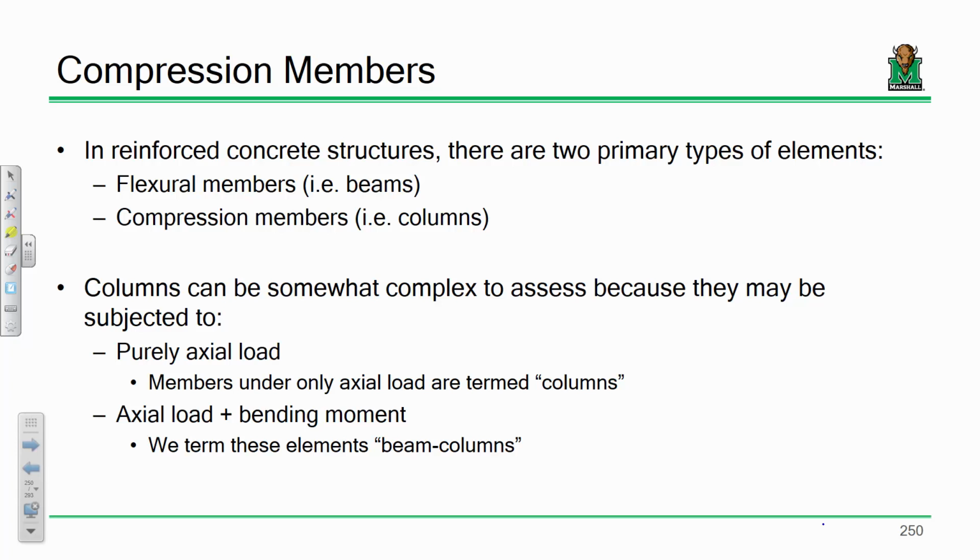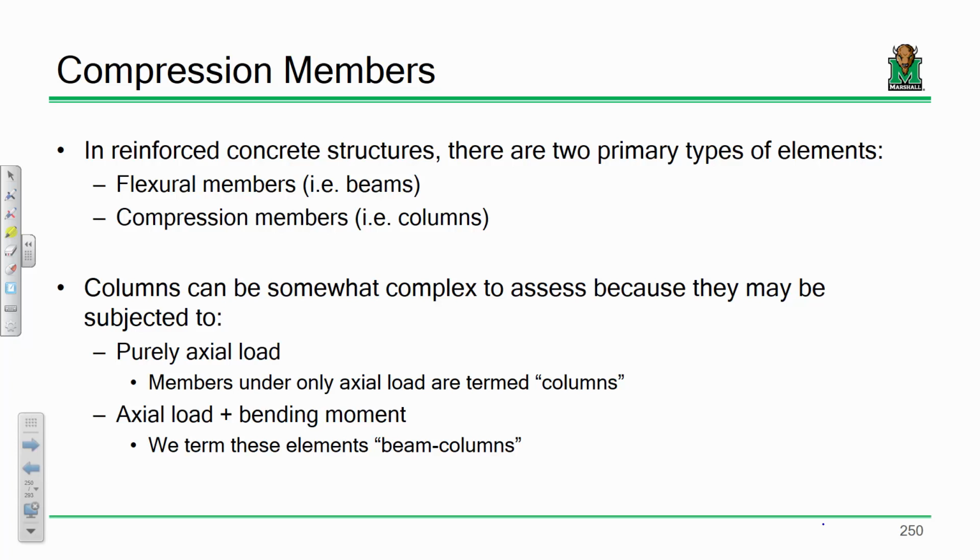Now, I'm going to use the term column pretty substantially when we're talking about this, but I do want to be clear that there's two different types of members that we're going to be talking about. We're going to be talking about members that are being pushed on, but we're also going to be talking about members that are being pushed on and bent at the same time. There's a very practical example for that. If you have a building and it gets hit with wind, well, it's got to hold the building up vertically, but it's being hit laterally. So it's going to be loaded axially and bent at the same time.